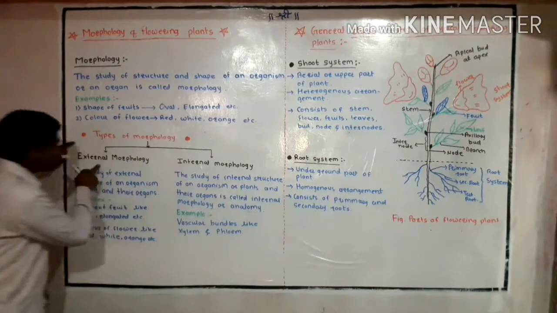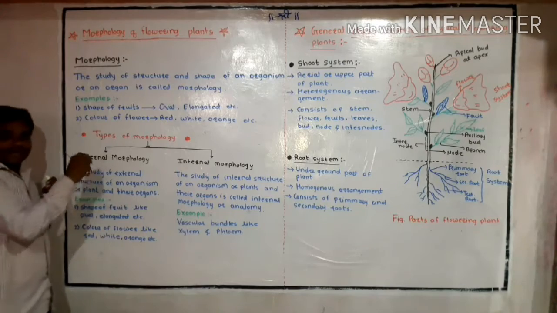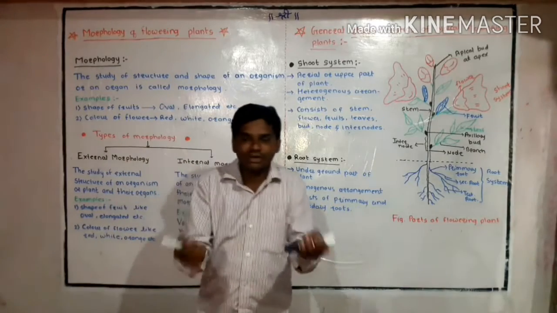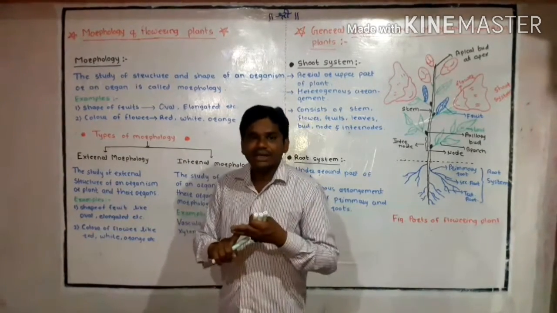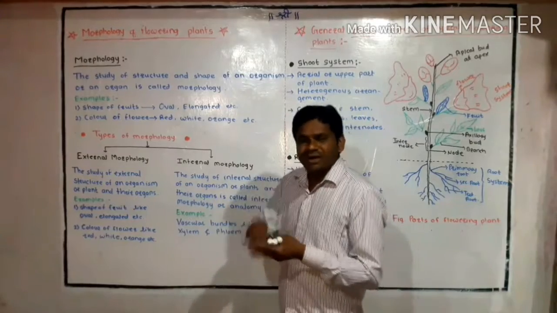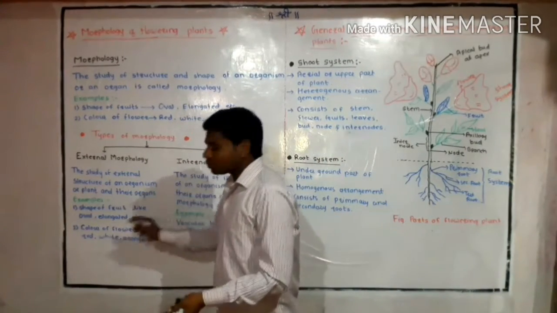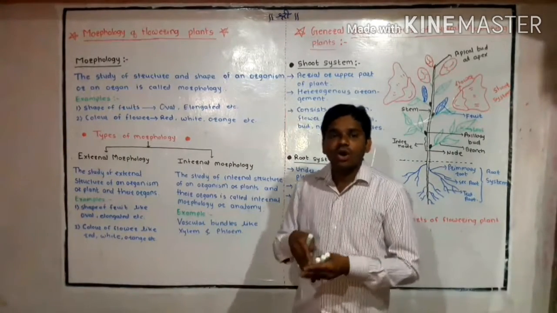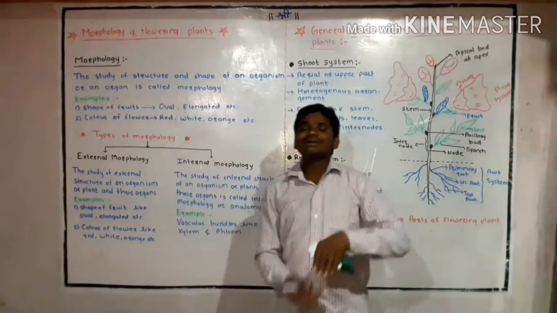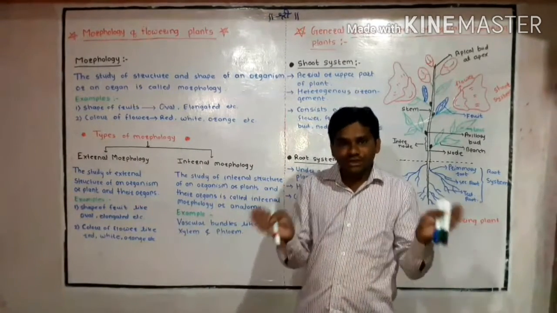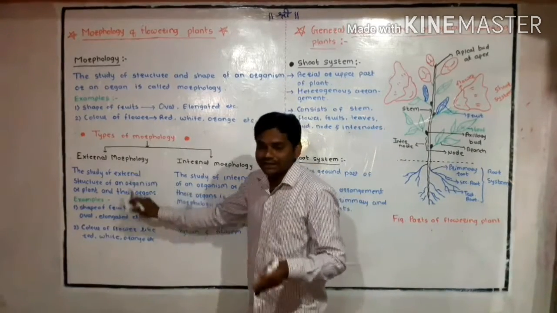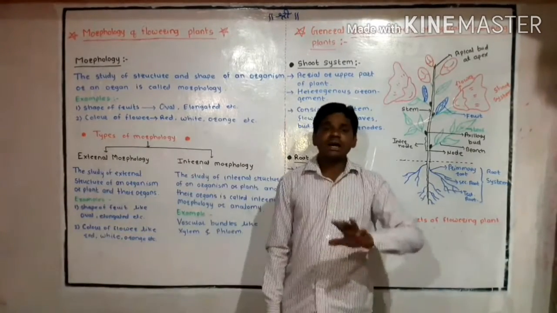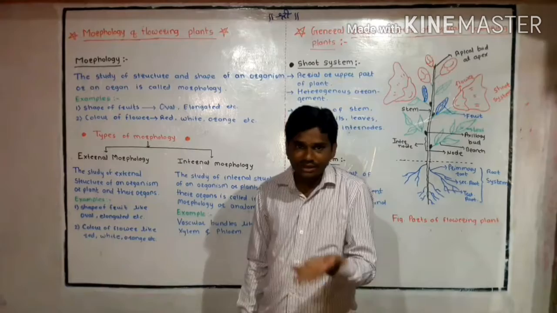External morphology means whatever characters are observed or seen by the naked eye; those characters are called morphological characters. For example, the shape of the fruit, oval or elongated, the color of the flower, red, orange, blue, the height of the plant, stem color, or leaf shape and size. All these characters are categorized as external morphology, the outer part, which can be seen by our naked eyes.